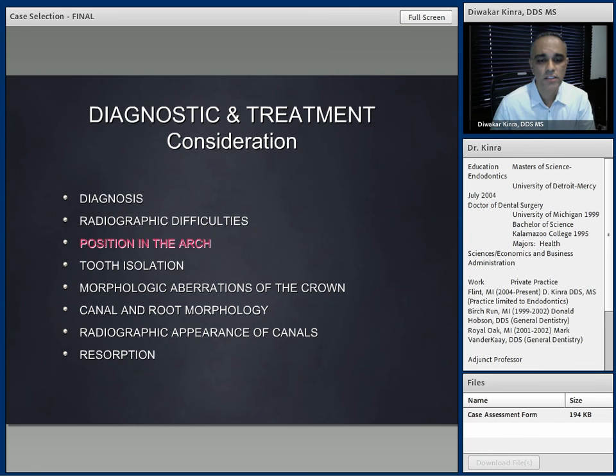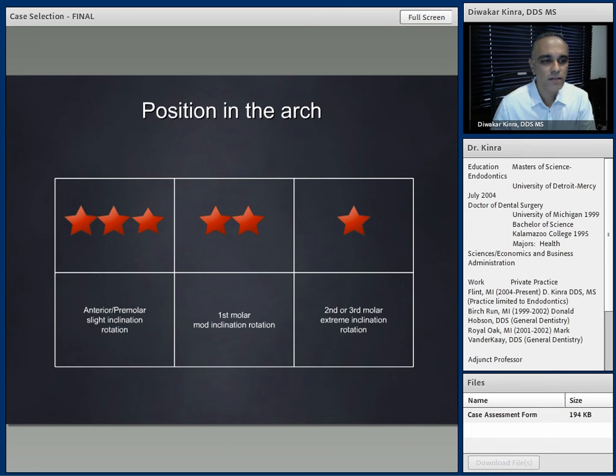Position in the arch. I have to say that, as we go back further in the arch, the tooth anatomy becomes more difficult. It becomes more challenging to do the root canal. And in reality, again, our anterior and premolar cases are pretty straightforward, but even those can become complicated. And as we go back further in the arch, it becomes challenging.